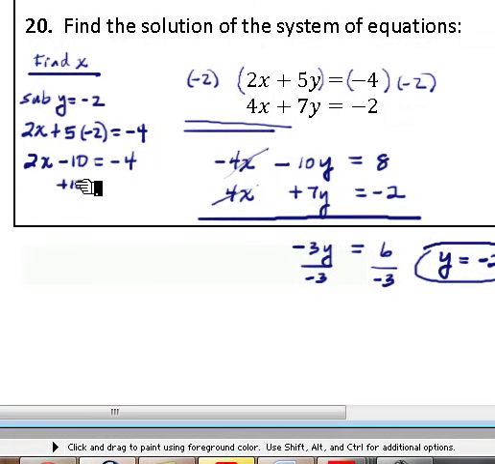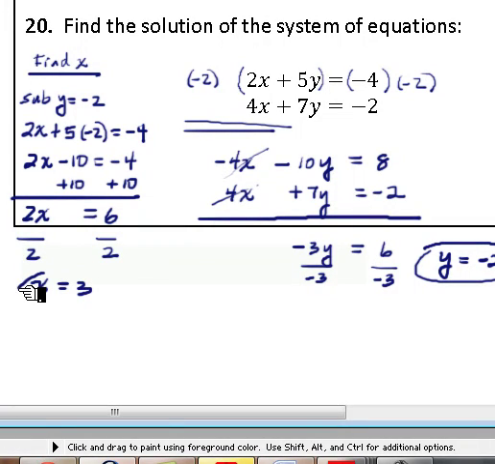Okay, let's add 10 to both sides. And here we have 2x is equal to 6. Divide by 2. And we have x is equal to 3. So our solution is the pair of numbers x equal 3, y equal -2, or we can write them as an ordered pair or as a point, 3 comma -2.